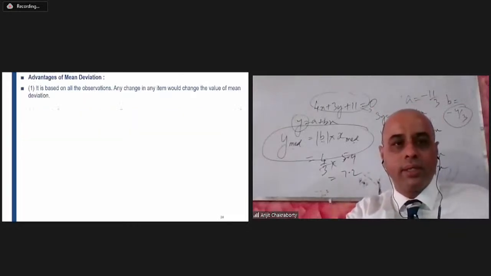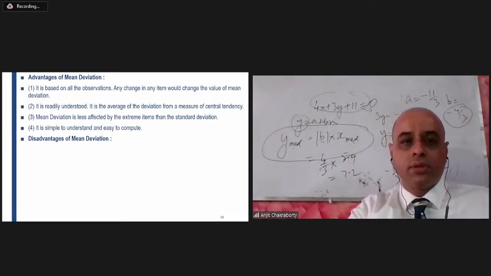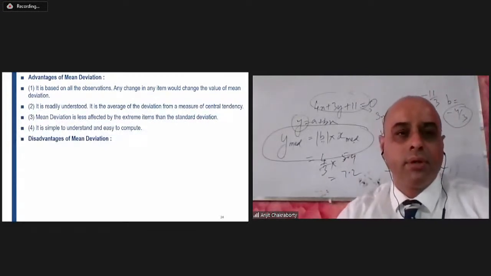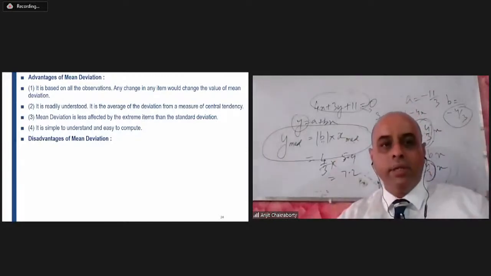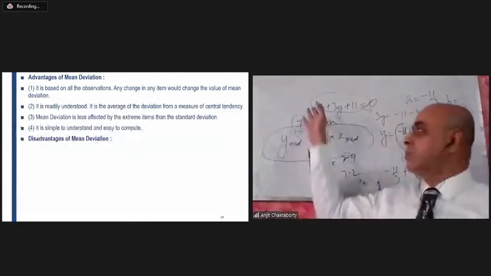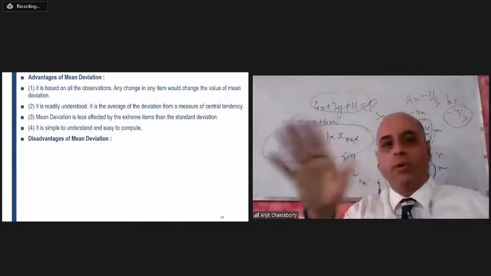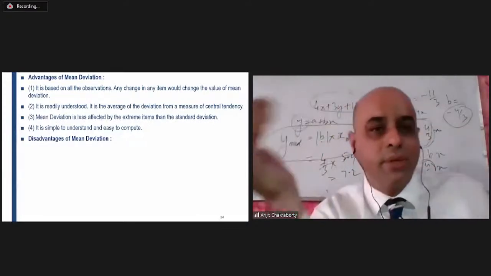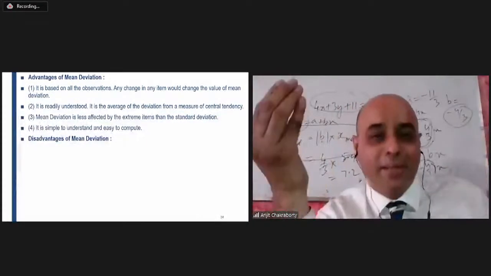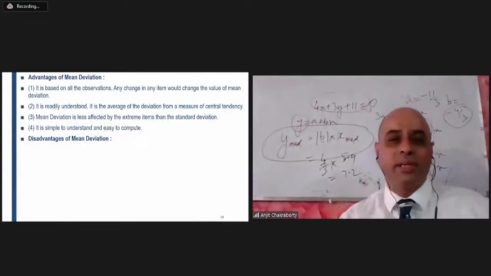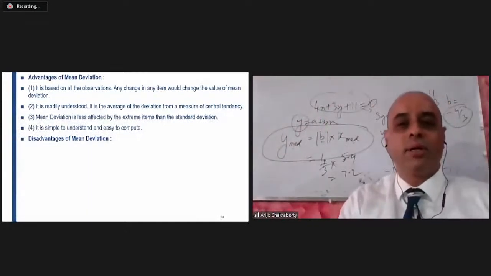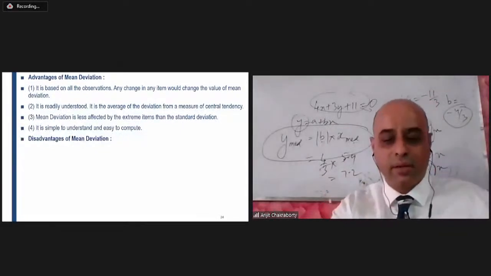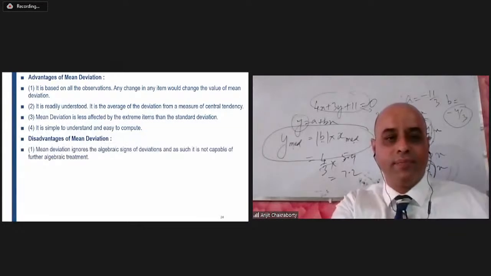Lastly, we look at advantages of mean deviation. It is based on all observations. Any change in any item definitely will have an impact, because we are calculating the mean. It is readily understood. We found out the mean and we found out the deviation. It is easy to calculate. However, mean deviation from median, I will agree that it is a little bit more confusing, but just a little more practice on your side and doing a couple of questions, you will definitely have more command over calculation of mean deviation from median.